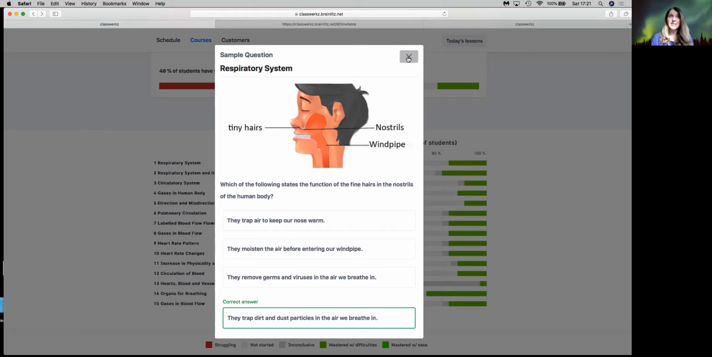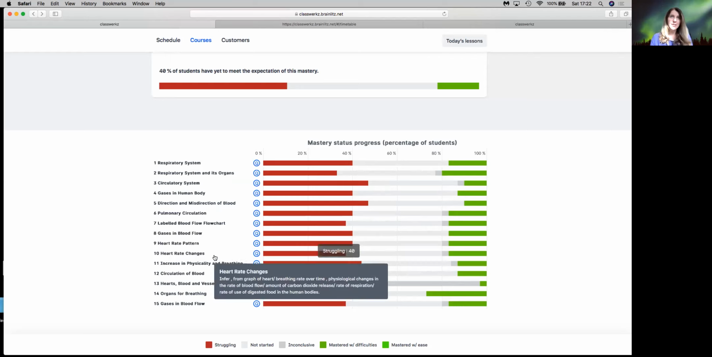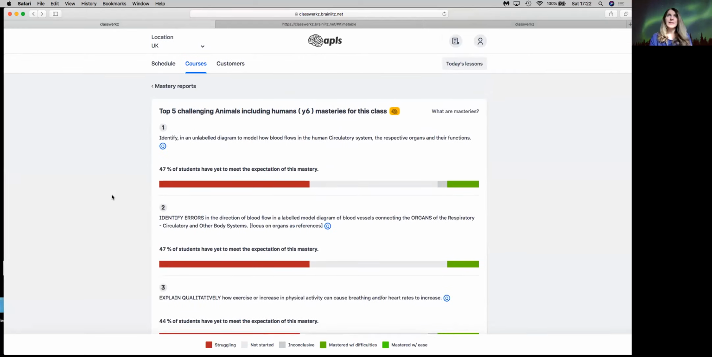So having this kind of data can really help the teacher to understand where their gaps are, how to plan the lessons, and what kind of resources you need for the next step in those lessons. Yeah, so that gives a full overview, and you've got the key at the bottom there with struggling, not started, inconclusive, mastered with difficulties, and mastered with ease. And yeah, so that's all good.